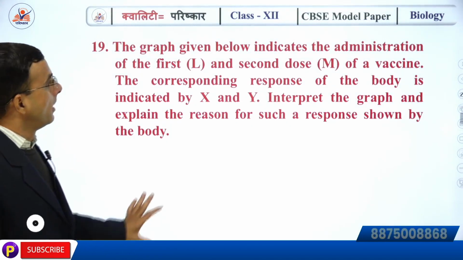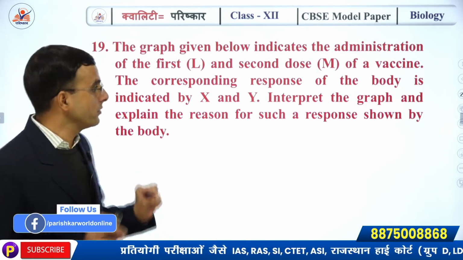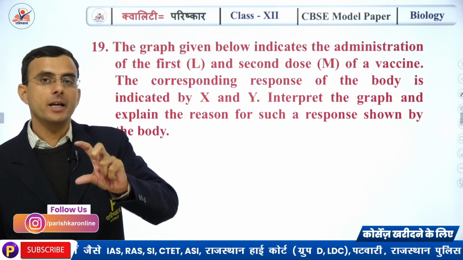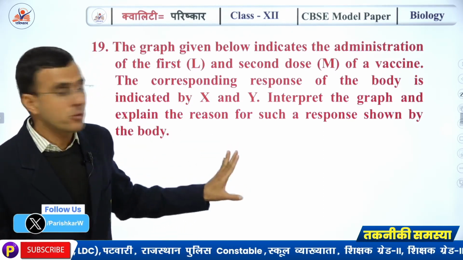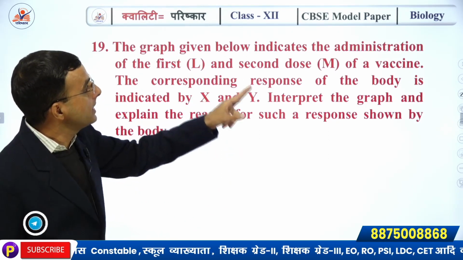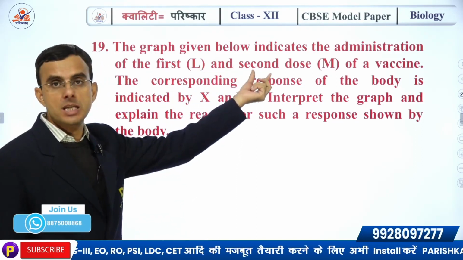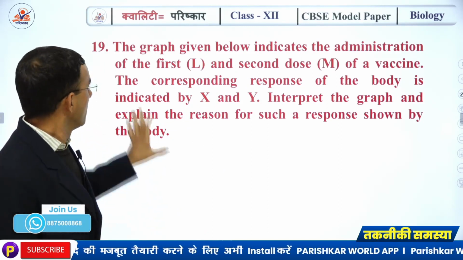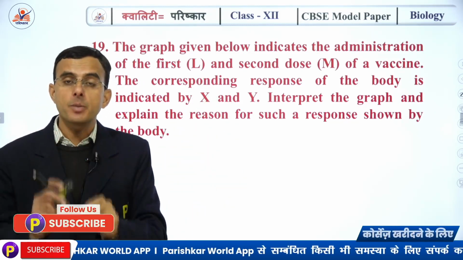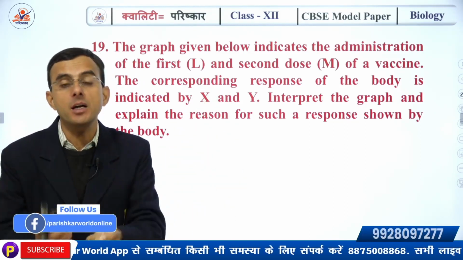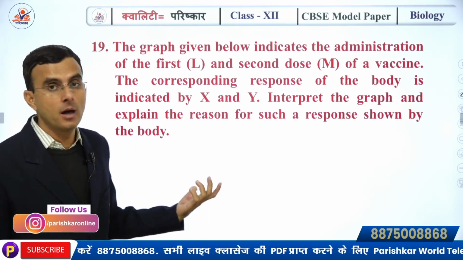Next, now there is vaccination. In vaccination, we are providing a dose to a particular person in a fixed amount. So in this question, the graph given below indicates the administration of the first dose and the second dose of a vaccine to a particular person. For these two doses, that person exhibits two different responses. And why are there these two different responses? We have to write about this one.